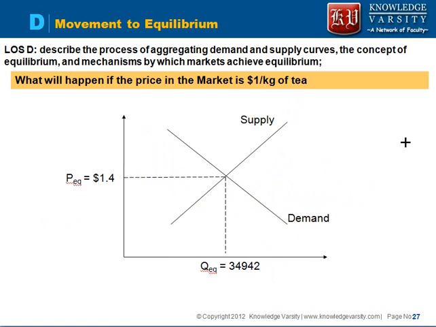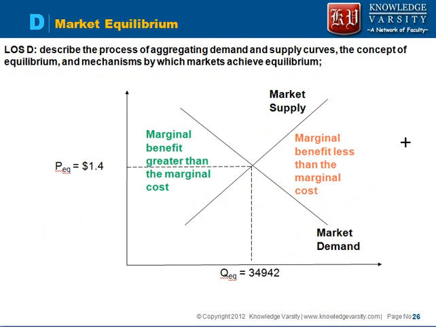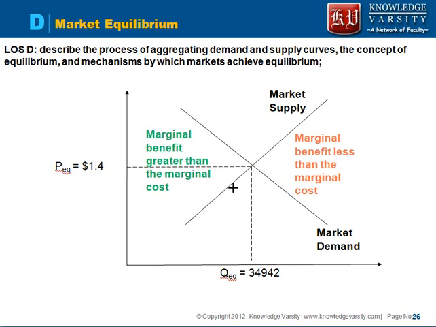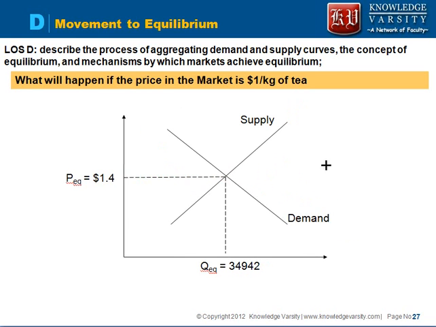So that is the concept of the equilibrium. In equilibrium the marginal benefit is equal to the marginal cost. So in this area, where it is greater, you will move. When you have less, you will move this side. This is the point where both are the same. Now the next thing we have to understand is, they have asked in the LOS for the mechanism by which the market achieves the equilibrium. Now how does the market achieve the equilibrium?